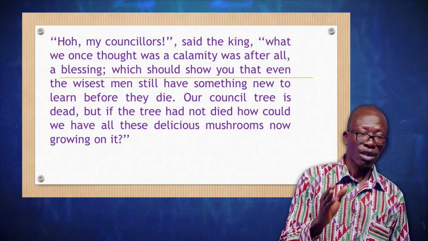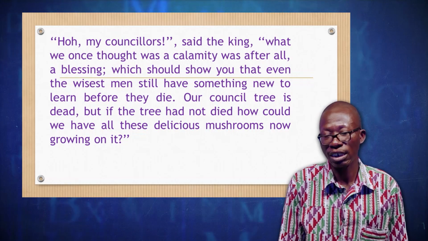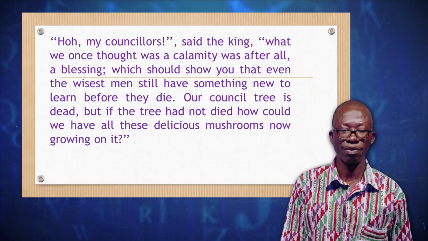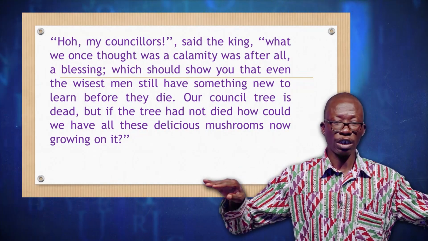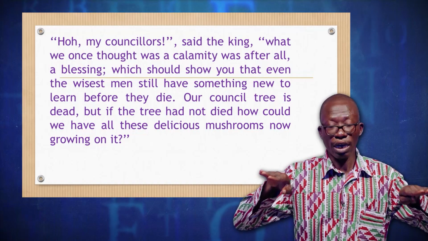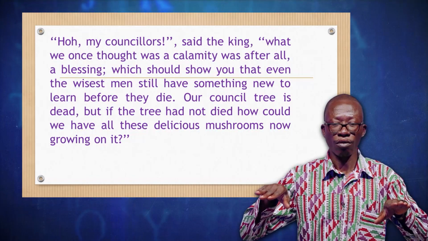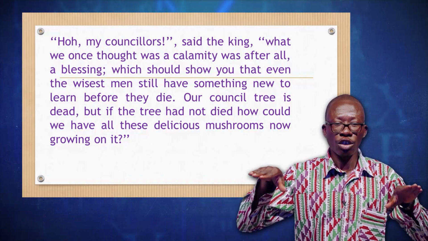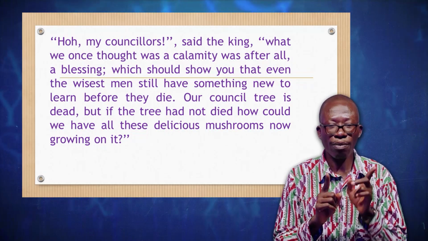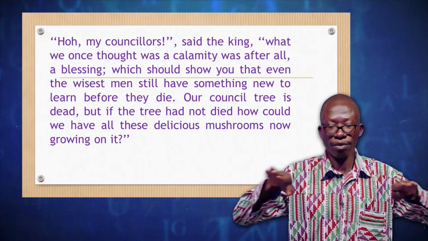So here, a coordinator is taken off and a semicolon is brought in, linking another independent clause to the first independent clause. So we have the two clauses being of equal value. The two clauses are: what we once thought was a calamity was, after all, a blessing. And the other one: you should know that even the wisest men still have something new to learn before they die. Those two clauses are of equal weighting.